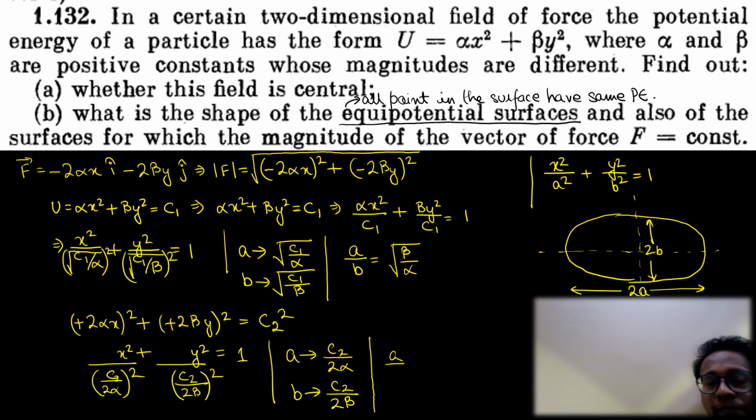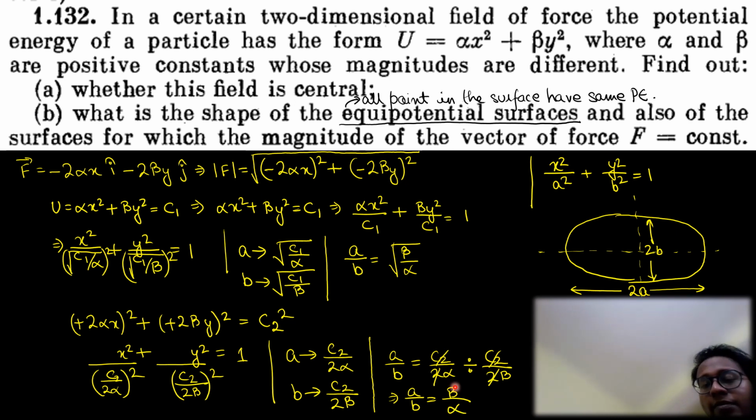A by B would be C2 by 2 alpha divided by C2 by 2 beta. Okay, 2 gets cancelled, C2 gets cancelled, or A by B is equal to beta by alpha. So surfaces which have the same forces are in the ratio of beta by alpha: the semi-major axis to the semi-minor axis are in the ratio of beta by alpha. Okay, we'll learn this concept.